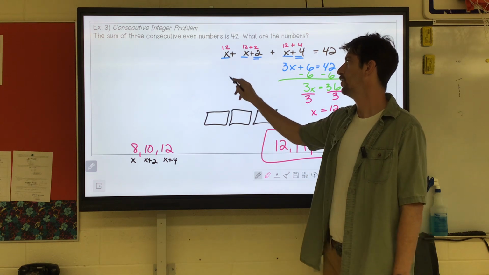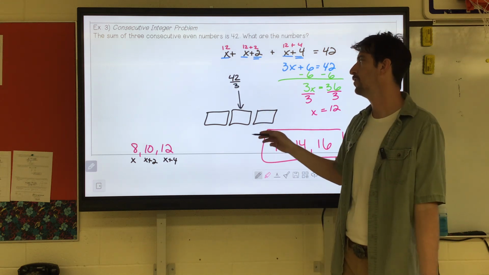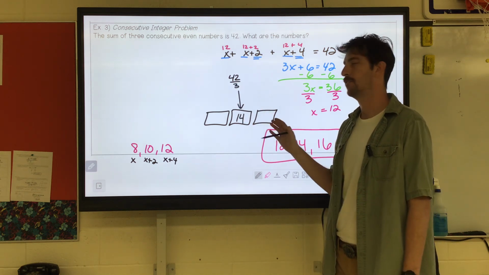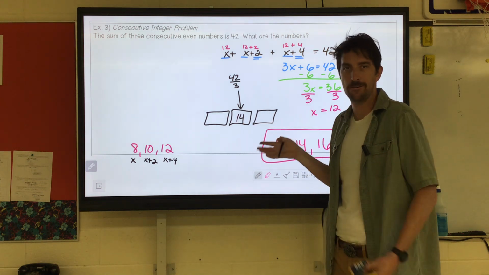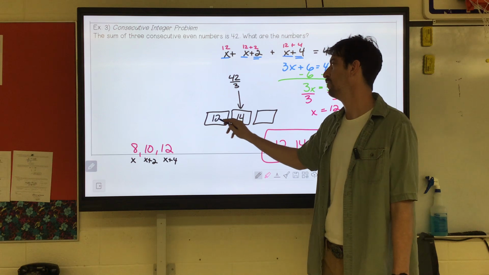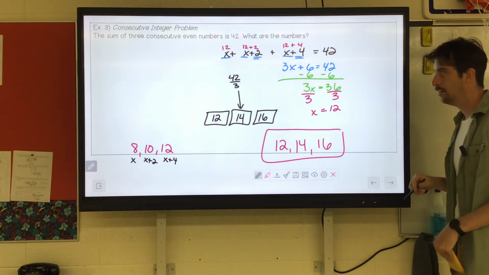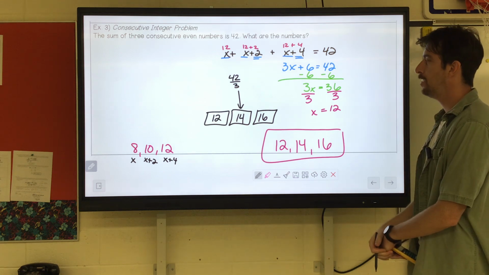Now, if you're thinking the lazy way, remember we're looking for 3 numbers. So you could take 42, divide it by 3, and it'll give us the middle number. 42 divided by 3 is 14. So then you would just go 1 lower, 1 higher. But we're doing even numbers. So the even number lower than 14 is 12. Higher than 14 is 16. Oh my gosh, it worked. I can't believe it.